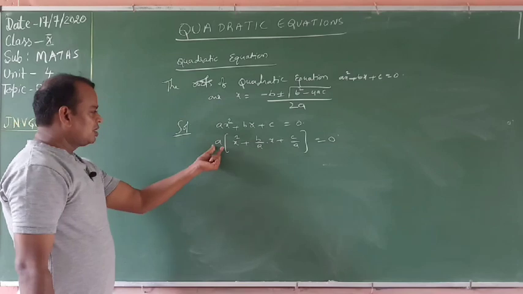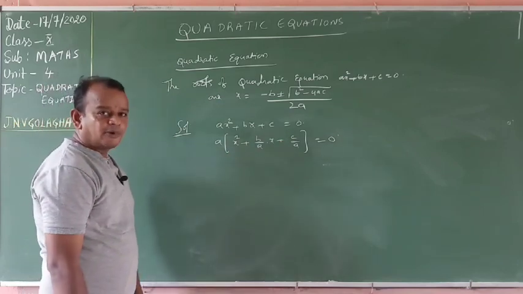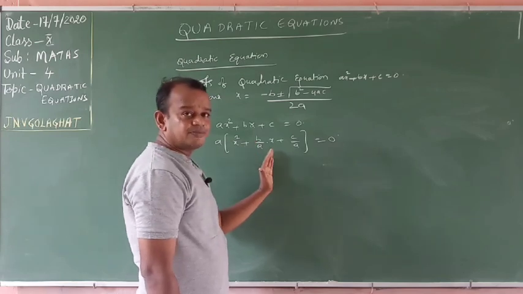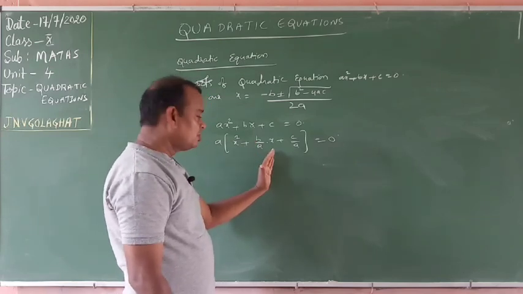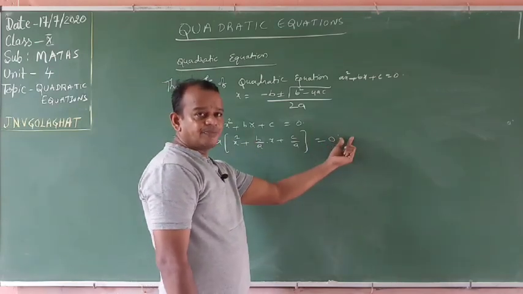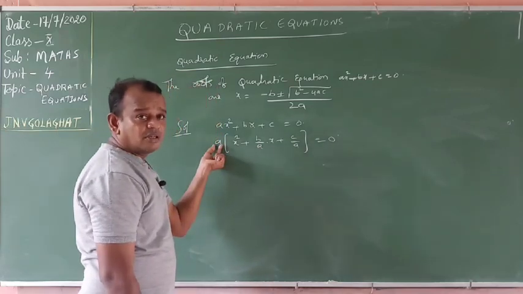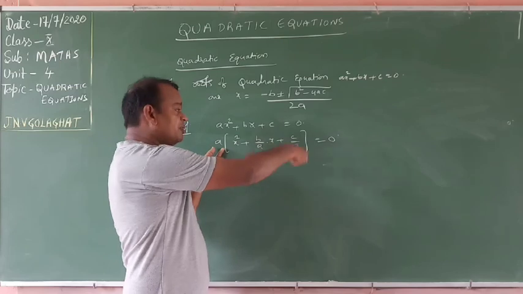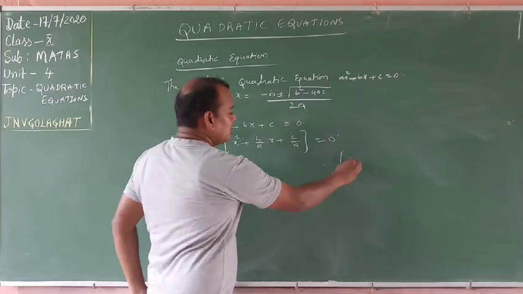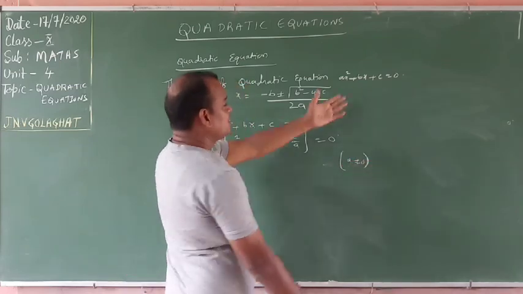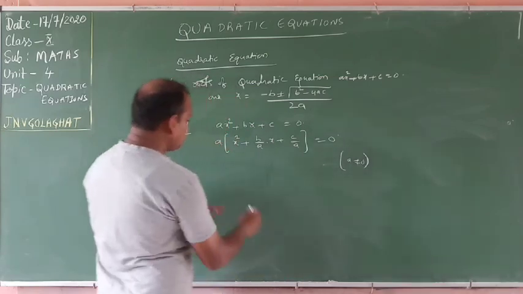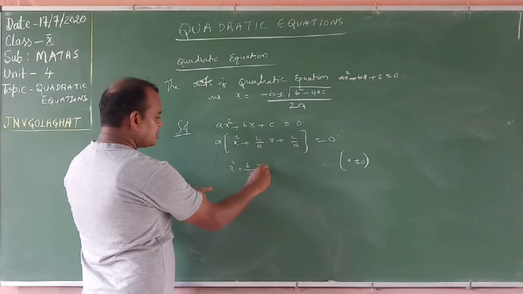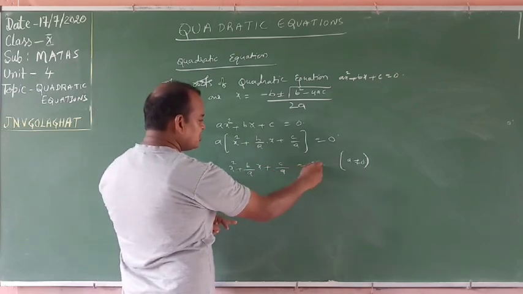In this one, the product of the two terms is equal to 0. Product of two terms is equal to 0 means either this one is 0 or this one is 0. If any one value is 0, the answer must be 0. In this one, a is not equal to 0, so this value must be equal to 0. Why a is not equal to 0? Because if a is equal to 0, it is a linear equation. So x square plus b by a into x plus c by a is equal to 0.